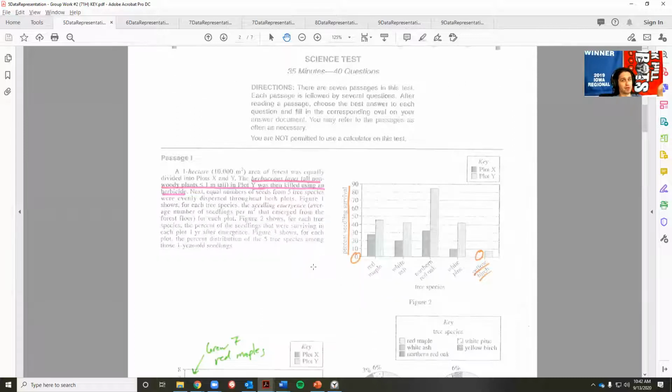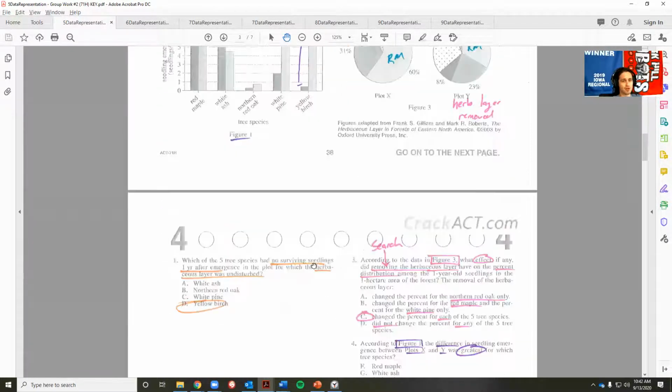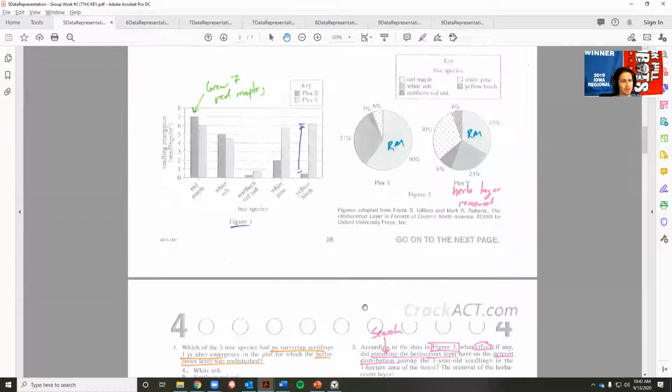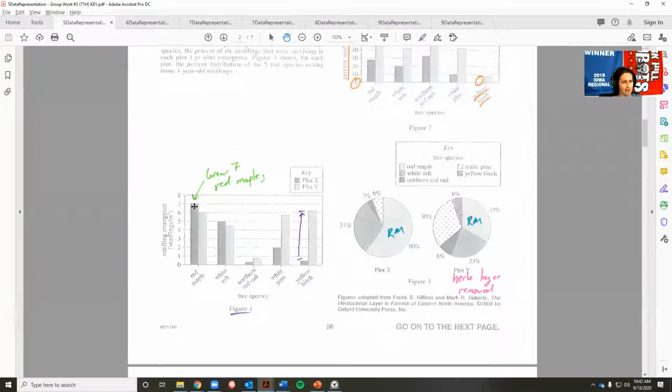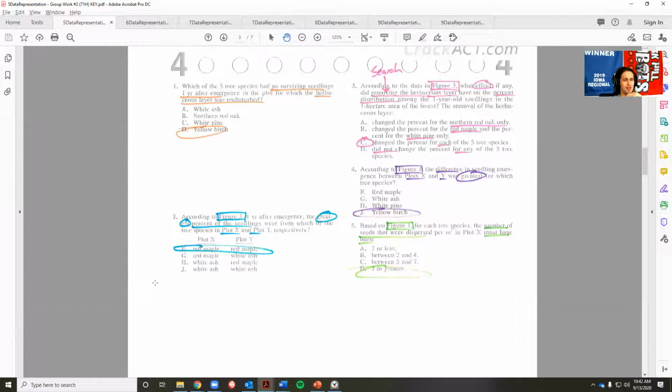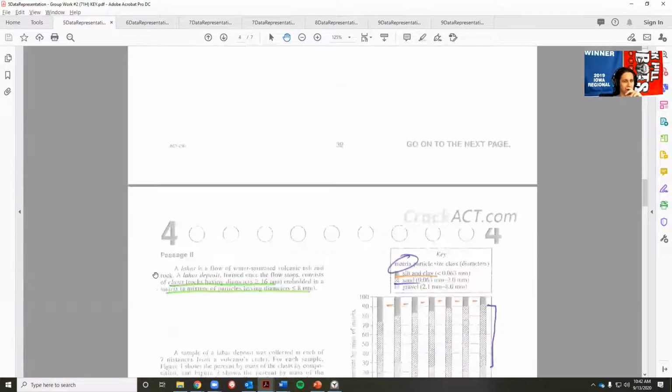First passage I thought was pretty darn straightforward. Pretty straightforward graphs. The only question I think people whiff on sometimes: based on figure 1, the number of seeds that were dispersed per meter squared must have been at least what? You go back and look at figure 1 and you say, okay, I grew 7 red maples per square meter. If I grew 7 seedlings, how many seeds must I have planted? Think about that. If 7 trees came out of the ground, I must have put at least 7 seeds in the ground because we controlled the plot. So 5D, 7 or greater. That one's a silly one, I always think.